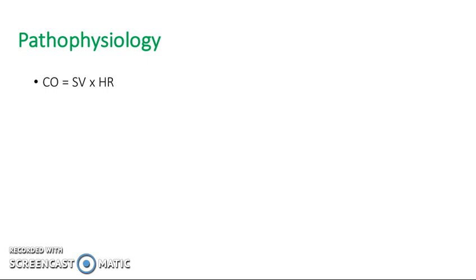So just to explain that in a little bit more detail, the cardiac output is the amount of blood pumped by the heart over a given time period, and to work out the cardiac output we multiply the stroke volume, which is SV, by the heart rate, which is HR.